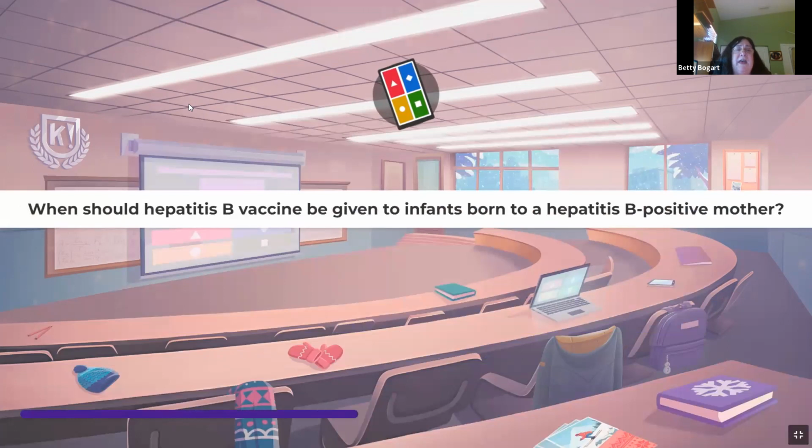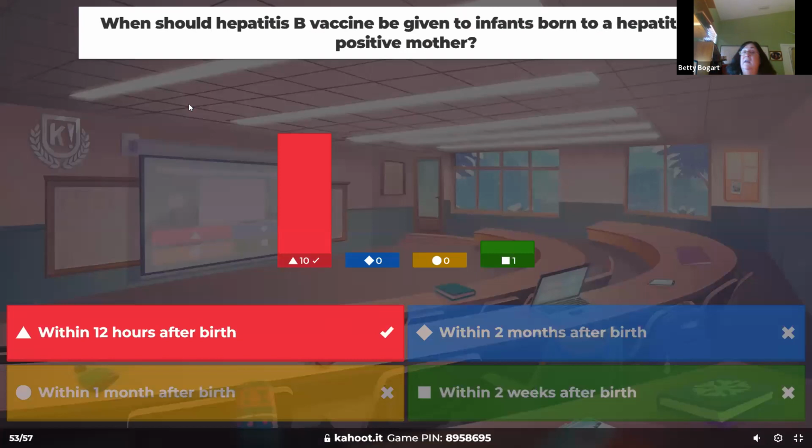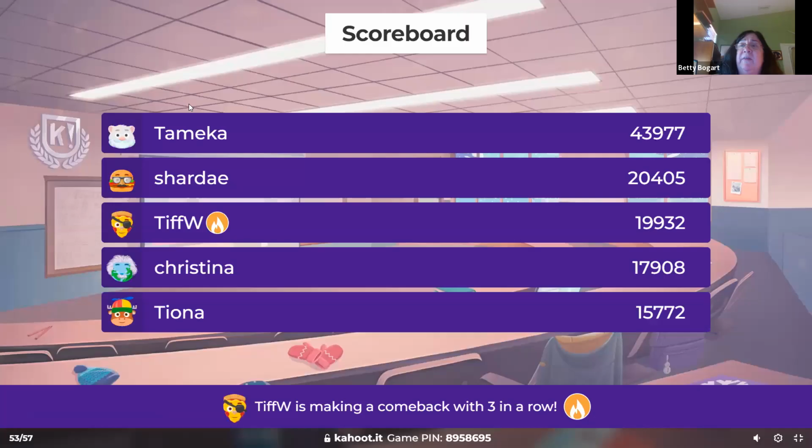When should the hepatitis B vaccine be given to infants born to a hepatitis B positive mother? Well, we know hepatitis B is given before they leave the hospital when they're born. We know that. But what about if the mother has hepatitis B? Is there a difference? Within 12 hours, they say, and that can help prevent them from getting it.